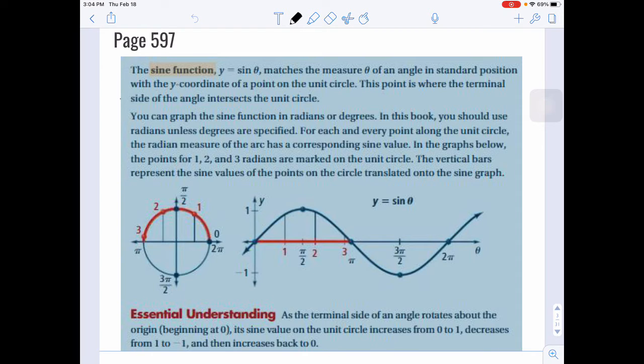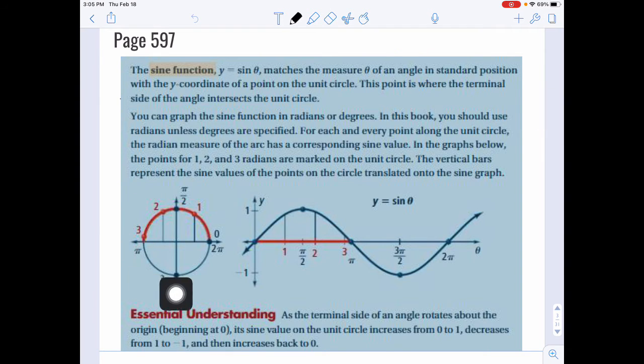You can graph the sine function in radians or degrees. In this book, you should use radians unless degrees are specified. For each and every point along the unit circle, the radian measure of the arc has a corresponding sine value. In the graphs below, the points for 1, 2, and 3 radians are marked on the unit circle. The vertical bars represent the sine values of the points on the circle translated onto the sine graph.